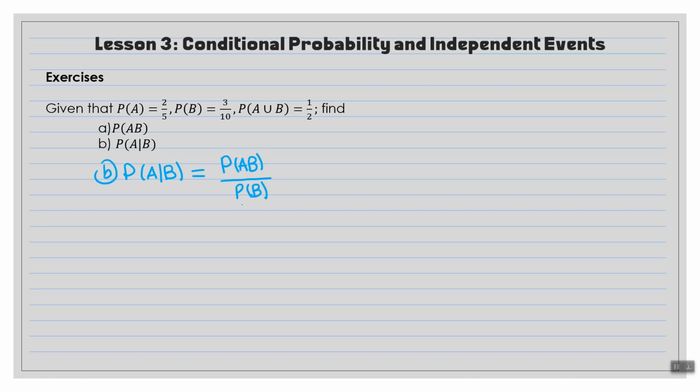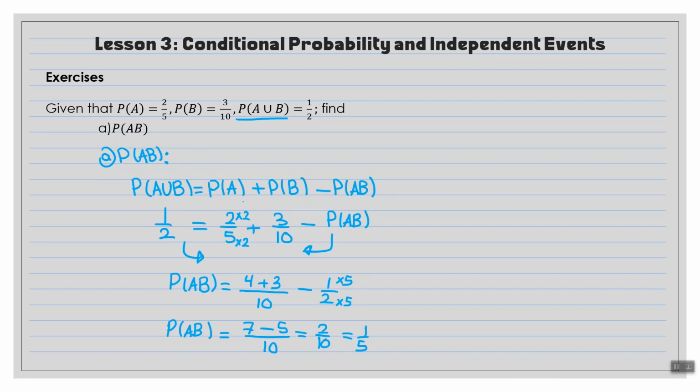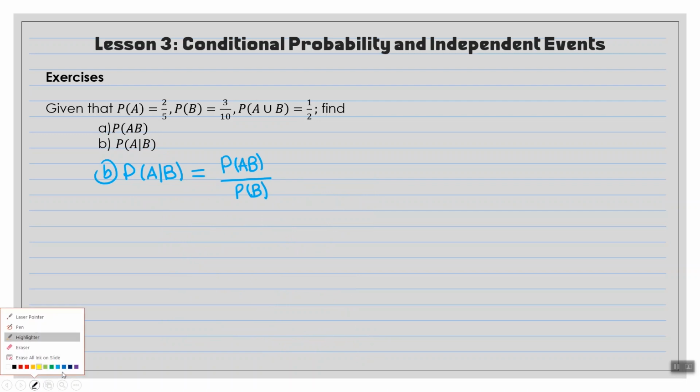So the probability of AB is what we have just found in part A. You see the probability of AB is actually here. So the probability of AB was equal to 1 over 5. So we're going to use that now in the second part. So this is 1 over 5 here, over the probability of B, which is 3 over 10.